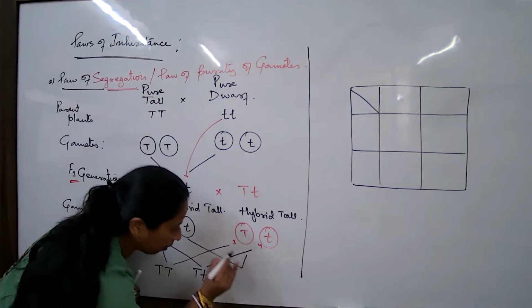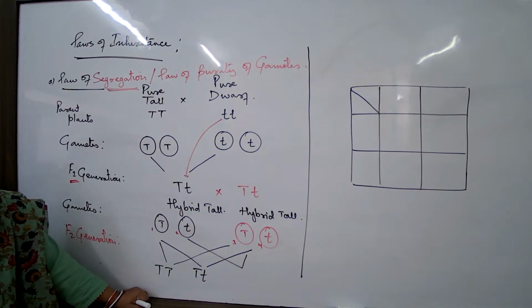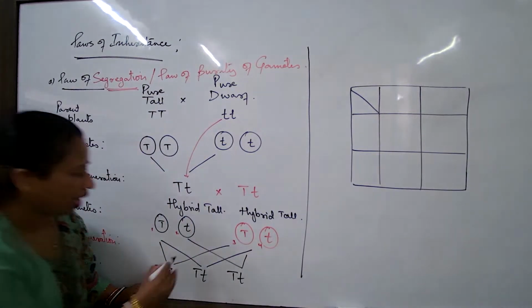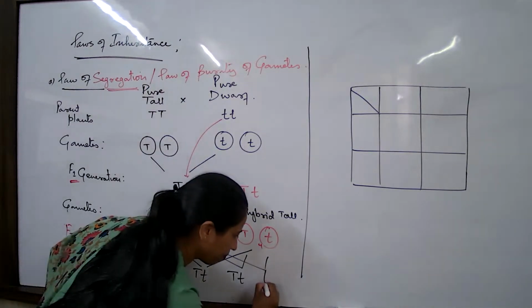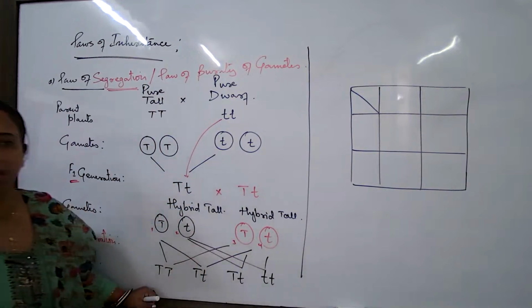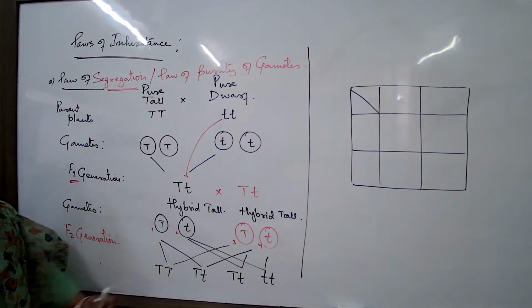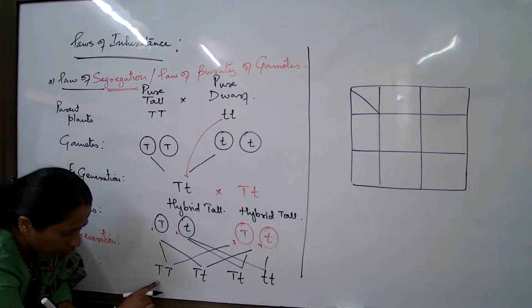Next, 2 and 3 come together. What will I write? Capital T and small t. We will not write small first; the dominant one always has to be written first. And then last is 2 and 4: small t, small t. Can I write fertilization between 3 and 4? Why not? Gametes of the same parent, one same plant. So definitely no fertilization. Now tell me, what should the phenotypes be?